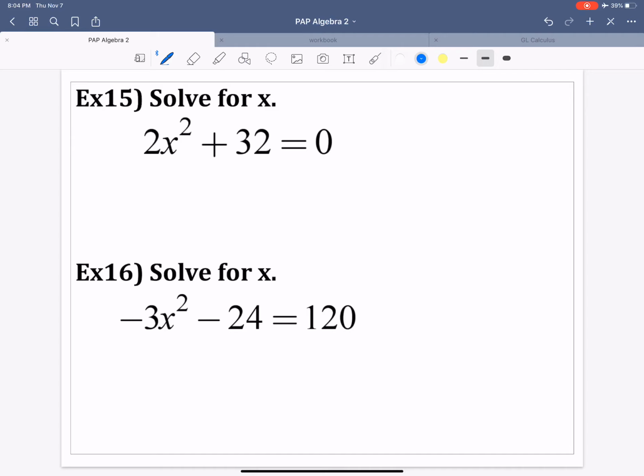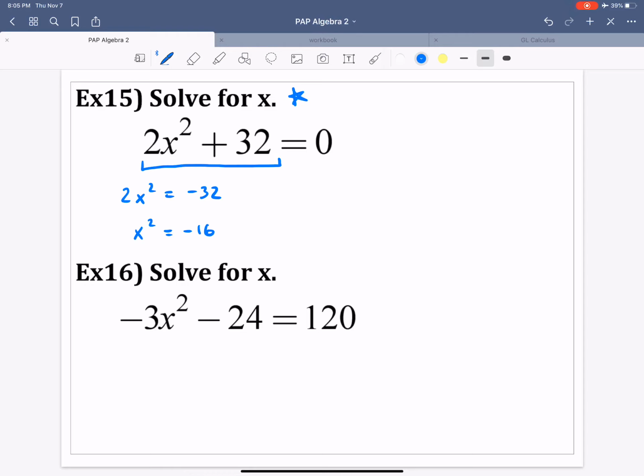Okay, finally, last two questions. These ones should be pretty easy for us, but we change our directions a little bit. Now we're asked to solve for x. What I look at here is this is not a trinomial. I don't have a linear term, I just have an x squared. So I can take steps to get that x squared by itself. First step would be to subtract 32 on both sides. Next step is to divide both sides by positive 2, and we get x squared equals negative 16.